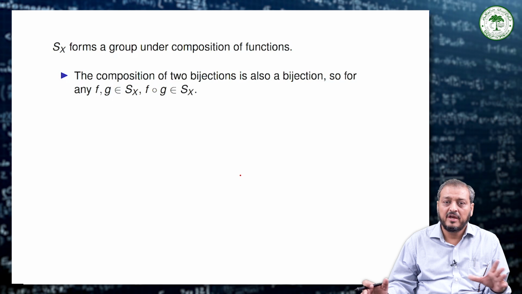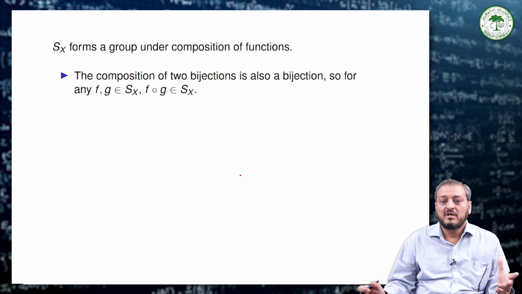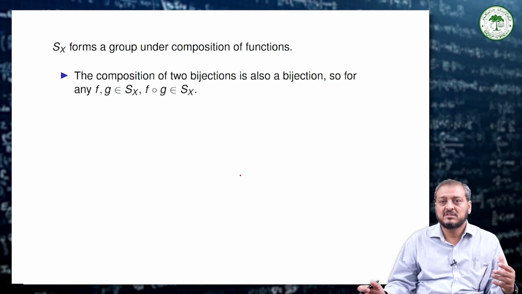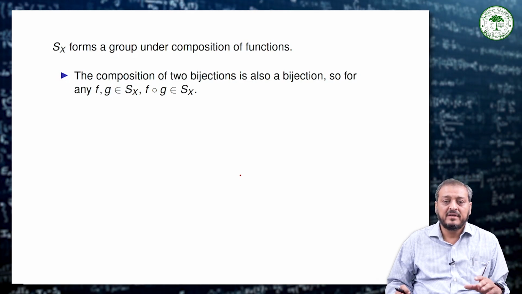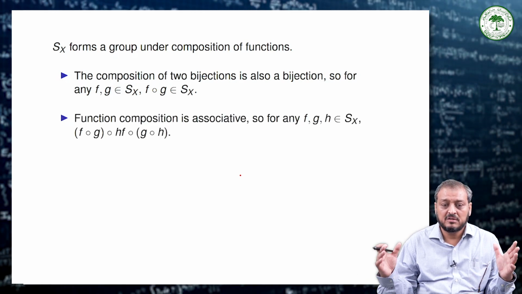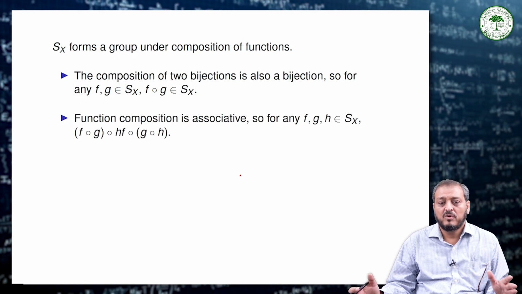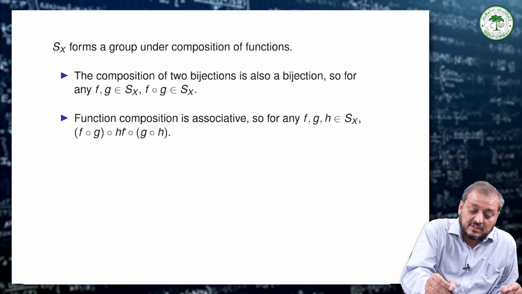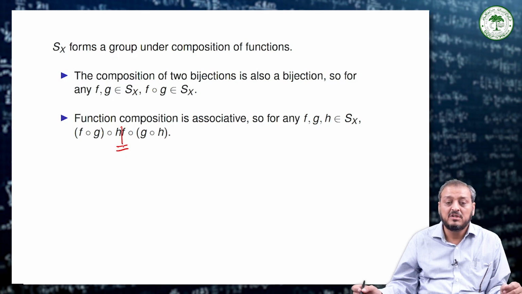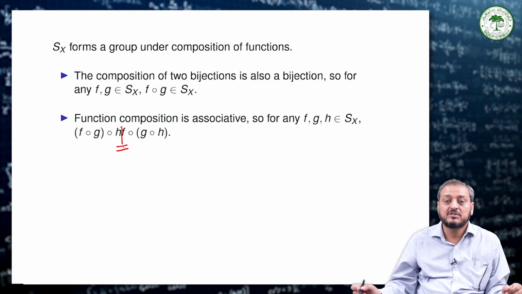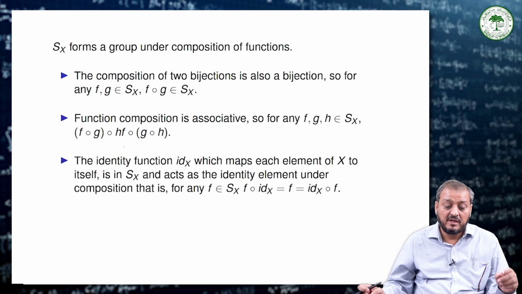So for any f and g that are elements of Sx, f composition g also belongs to Sx. So we can say that Sx is closed under the composition of these two functions, and clearly function composition is also associative. So for any f, g, h belonging to Sx, we can say that f composition g composition h is equal to f composition g composition h.